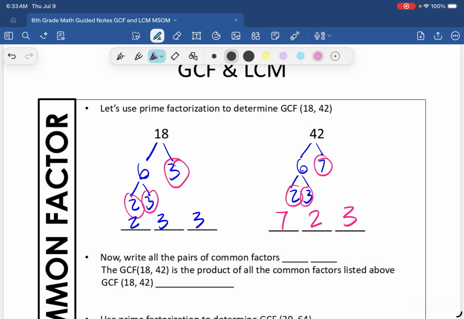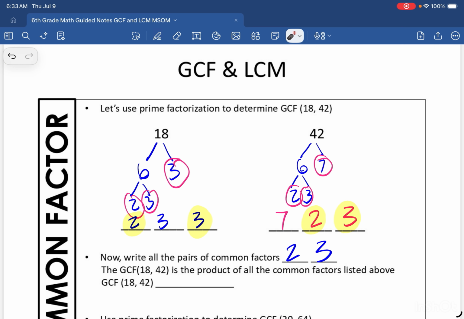Now write all the pairs of common factors. So we're looking for factors that are in both these lists. And that would be 2 and 3. So the greatest common factor of 18 and 42 is the product of all the common factors listed above. So I'm going to multiply 2 times 3 together, and that is 6. So the greatest common factor of 18 and 42 is 6.